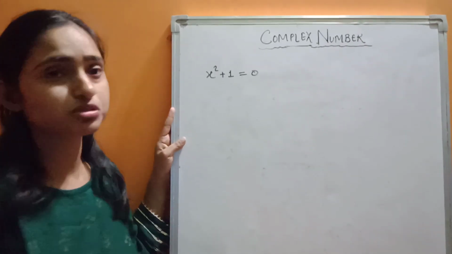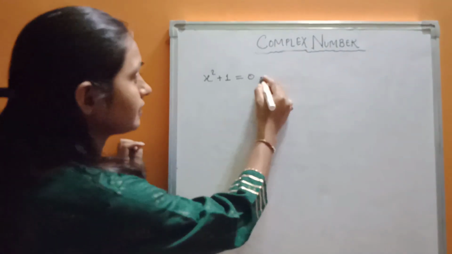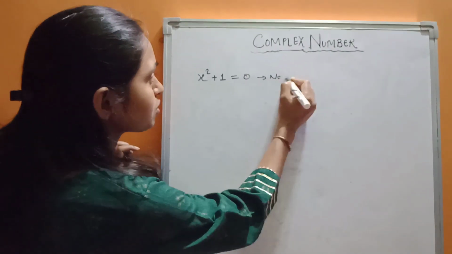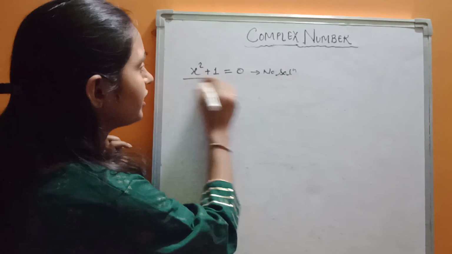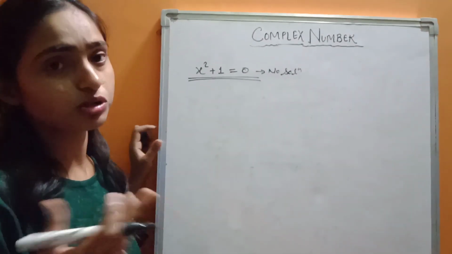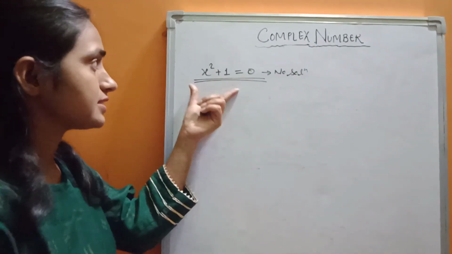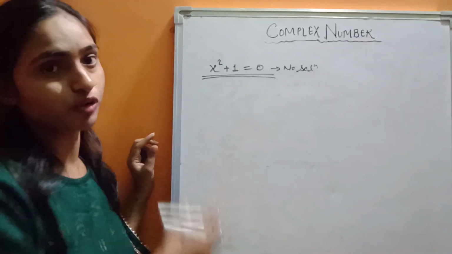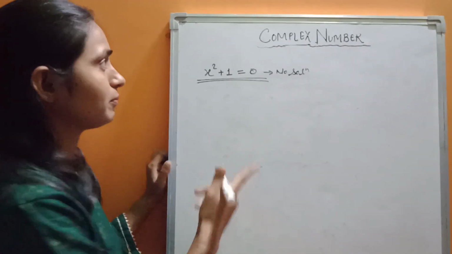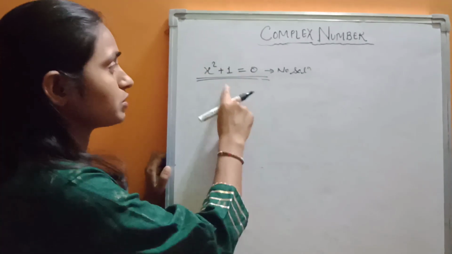Because this equation has no solution. Okay, this equation has no solution. So how do we solve this kind of problem? To solve this kind of problem, we use the help of complex numbers. So with the help of complex numbers, we have to solve this question.